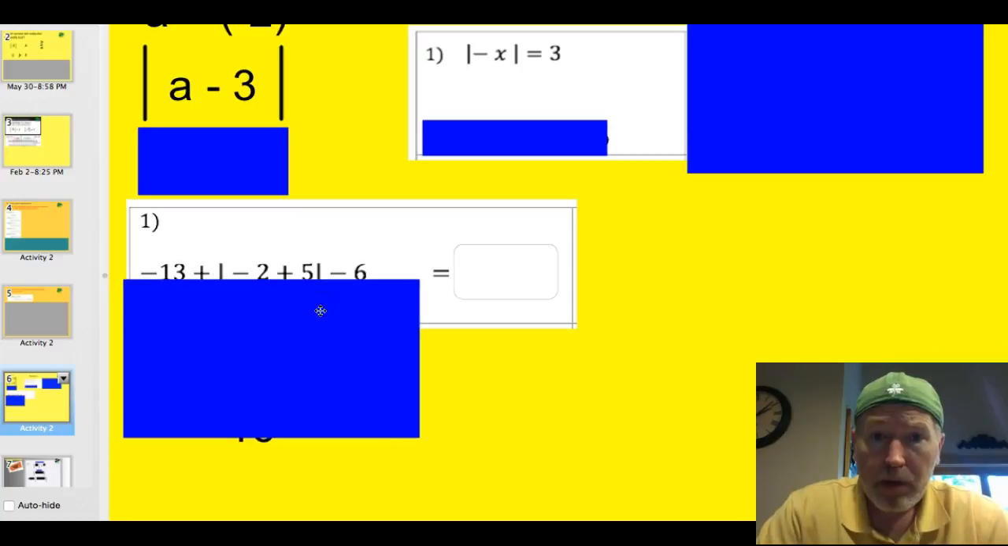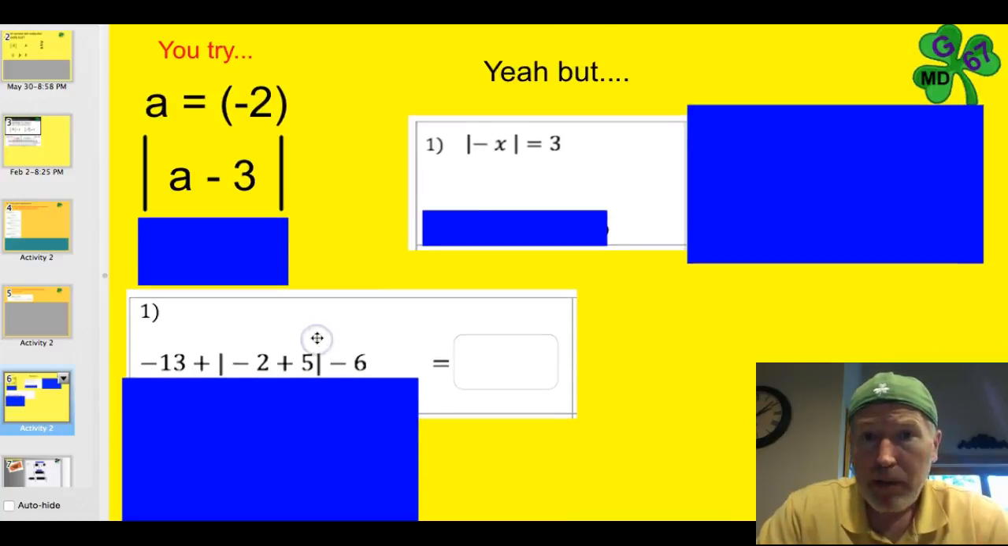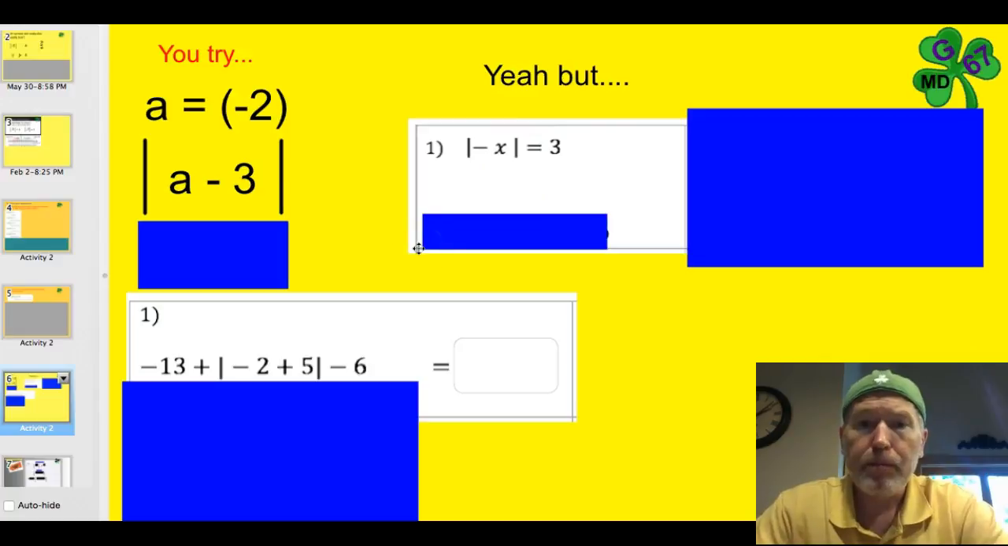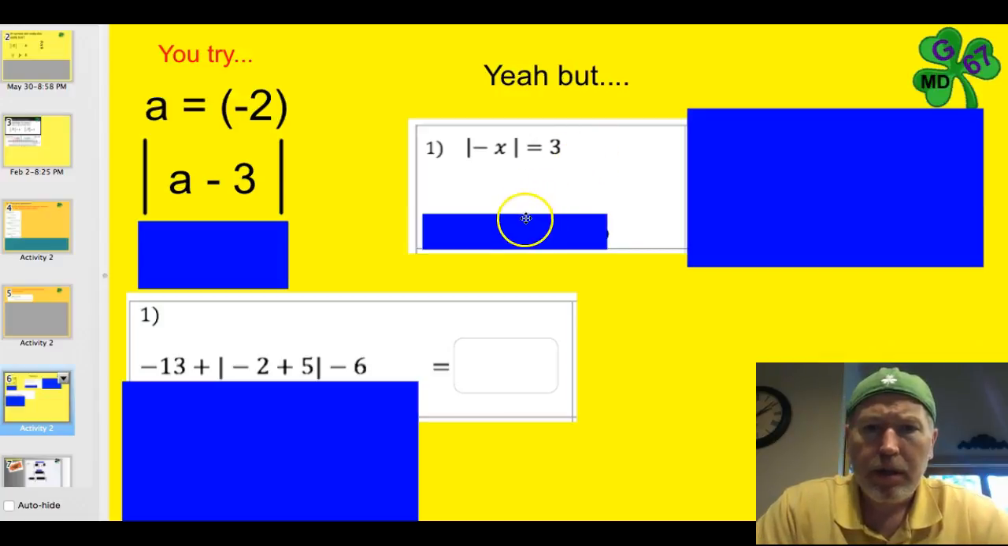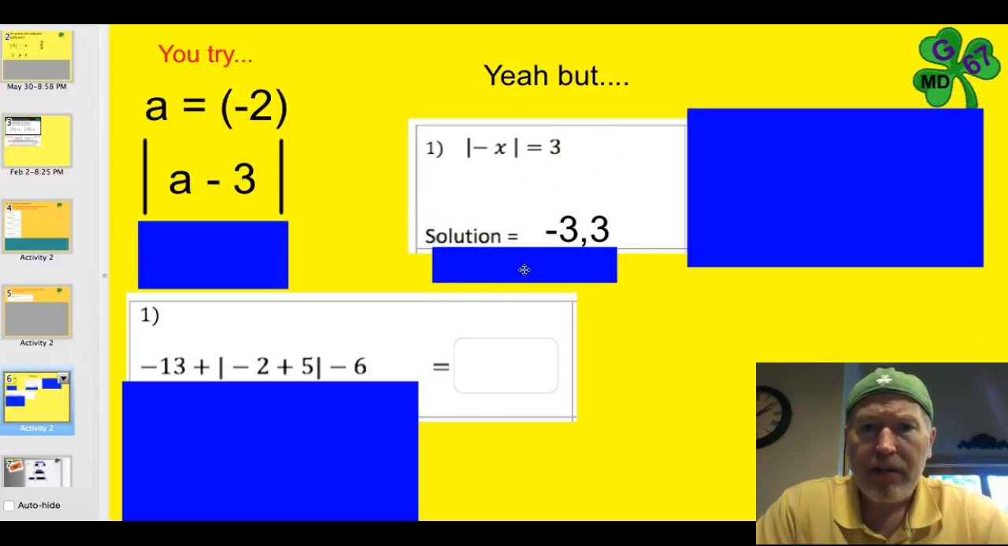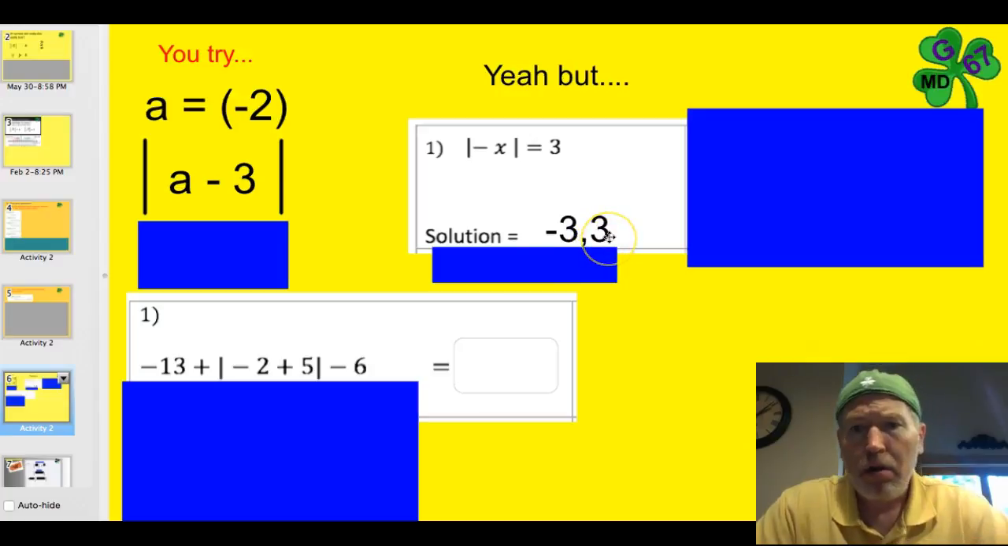Okay, 2 more, or 1 more and then a yeah but. How about this one? Go ahead. Oh boy, there could be more than one answer, couldn't it? We could have negative 3 or positive 3. Substitute in for x. Absolute value is still going to be 3. Here's the yeah but.